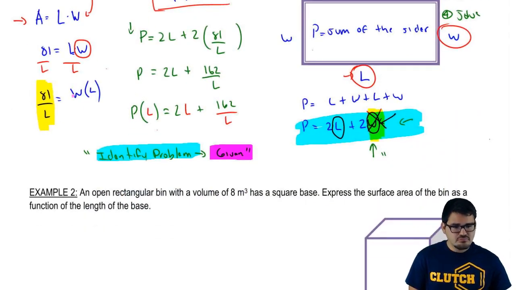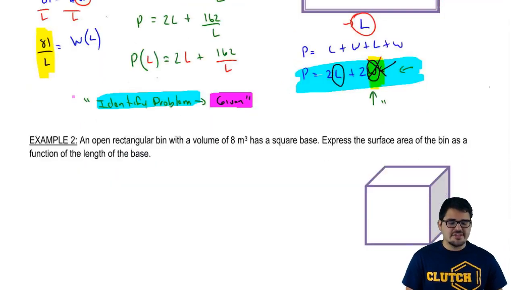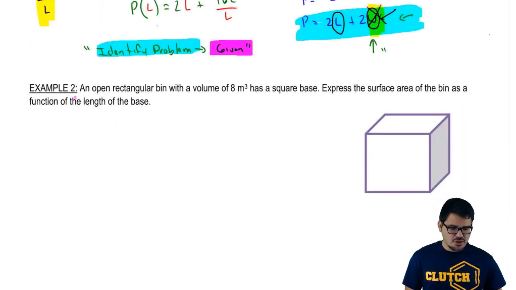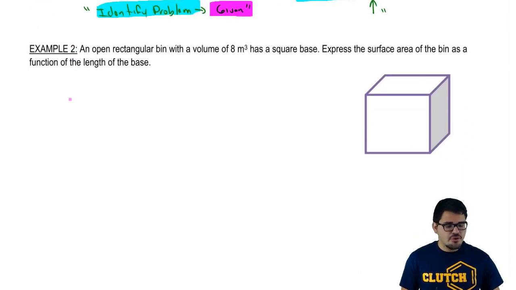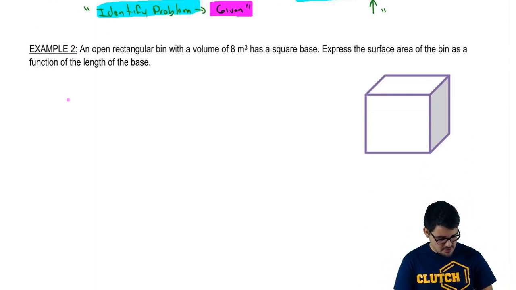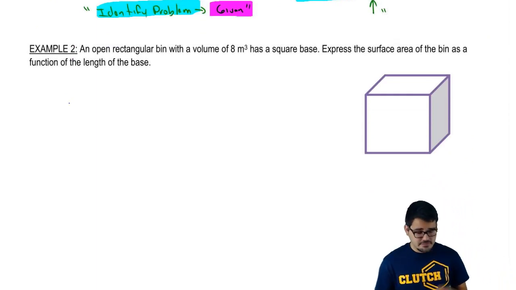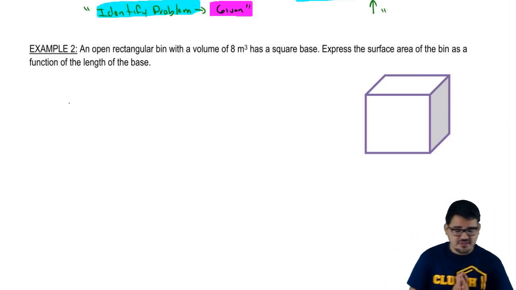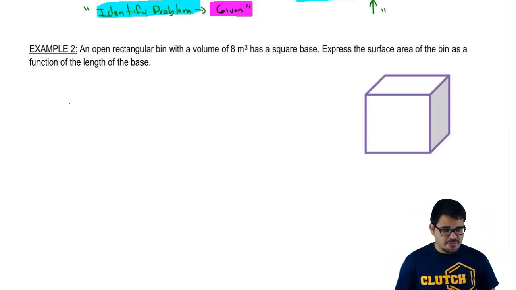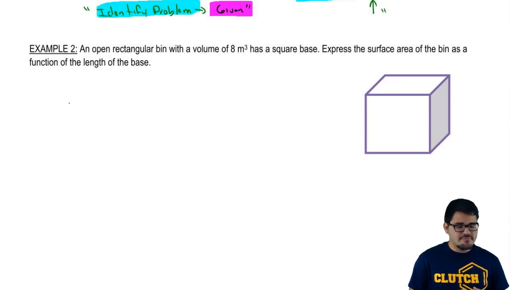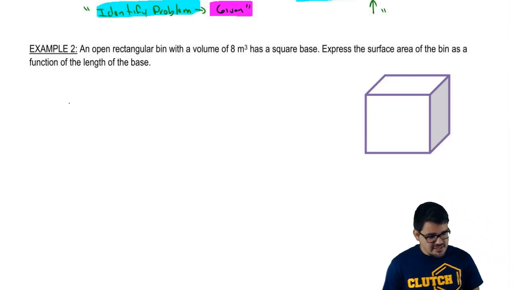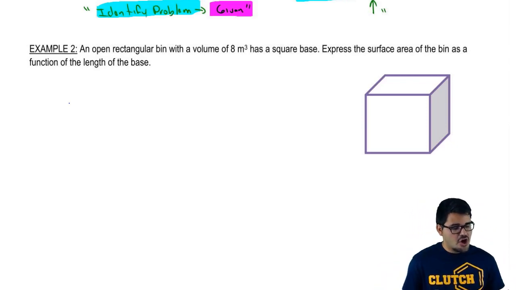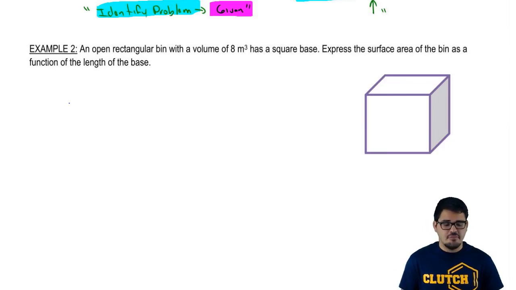Okay. So here in example 2, it's actually going to be a little tougher due to the fact that we're going to have a little more stuff going on, but we already have a nice rhythm of how to solve this problem. So let's start off by reading the problem, right, and then drawing a diagram. So step 1, let's read. An open rectangular bin with a volume of 8 meters cubed has a square base. Cool. Express the surface area of the bin as a function of the length of the base.